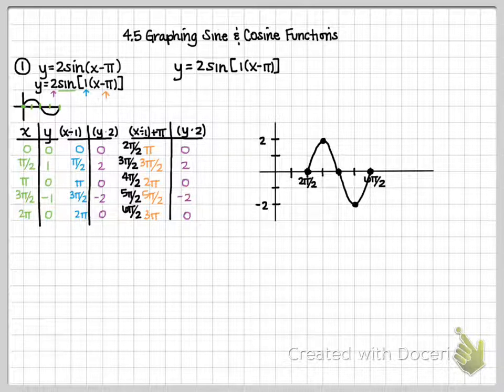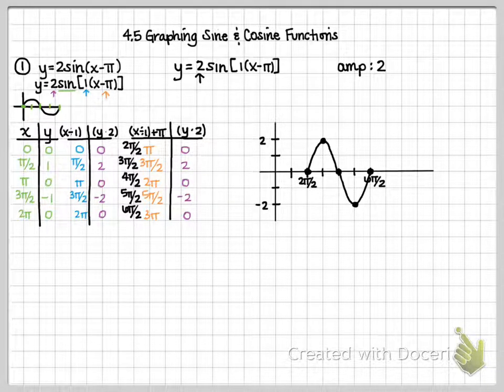So in this case, if I take a look at the number in the front, this 2, that affects the vertical stretch and compress. When we're talking about sine and cosine graphs, the vertical stretch and compress we're referring to as the amplitude. So I would say, getting myself set up over here, that the amplitude is 2.